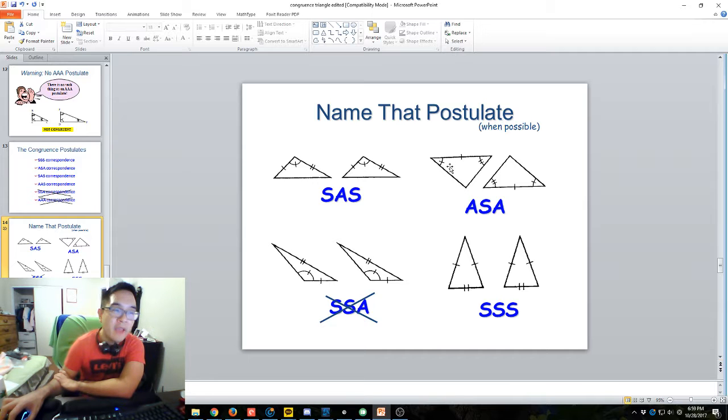This one, the angles are surrounding a side. In other words, the side is sandwiched by the angles. That one is angle, side, angle. The third picture right here is showing side, side, angle.